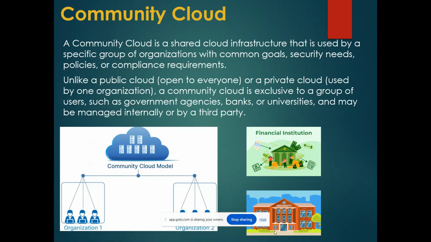Okay, now we will go to the community cloud. As I said yesterday, the community cloud will be shared only with specific groups. If an organization has 5 branches, then the cloud will be shared only with those 5 branches, not apart from that, only limited user groups. If it has 2 branches, then it will be accessed only by the 2 groups. A community cloud is a shared cloud infrastructure used by a specific group of organizations with common goals, security needs, policies, or compliance requirements. Unlike a public cloud open to everyone or a private cloud used by one organization, a community cloud is exclusive to a group of users such as government agencies, banks, or universities, and may be managed internally or by a third party. So community cloud is something they will use only for specific or small groups.